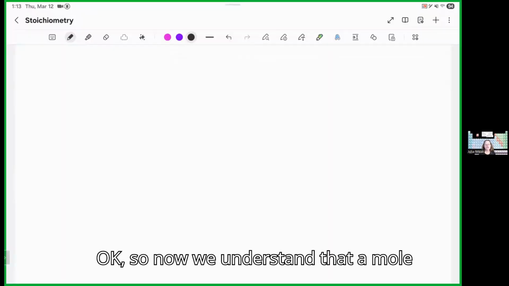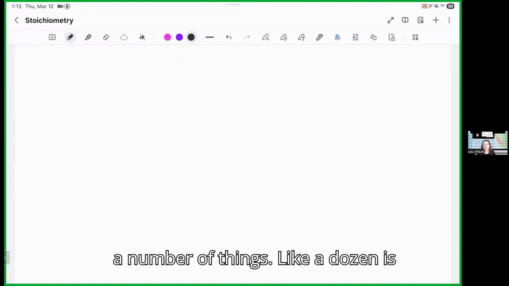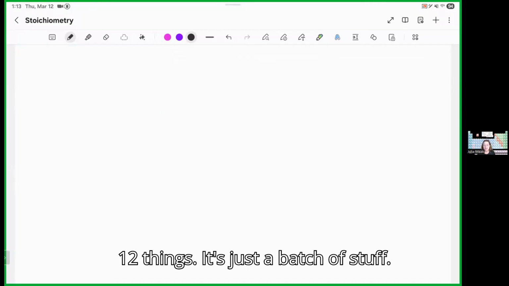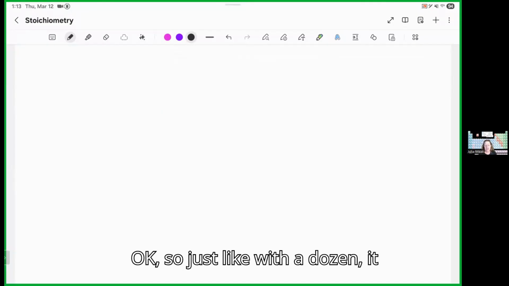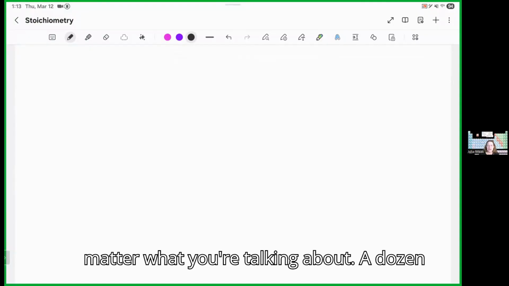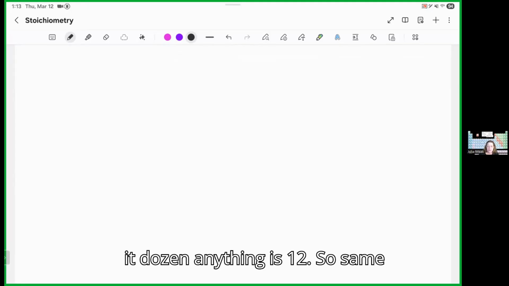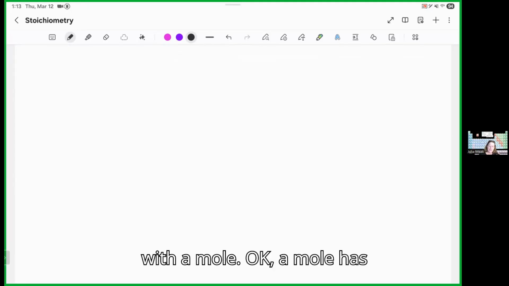Now we understand that a mole is just a batch of stuff. It's just a number of things, like a dozen is 12 things. Just like with a dozen, it can be a dozen anything. It doesn't matter what you're talking about. A dozen cars is 12 cars. A dozen trees is 12 trees. A dozen anything is 12. Same with a mole. A mole has a certain number associated with it.